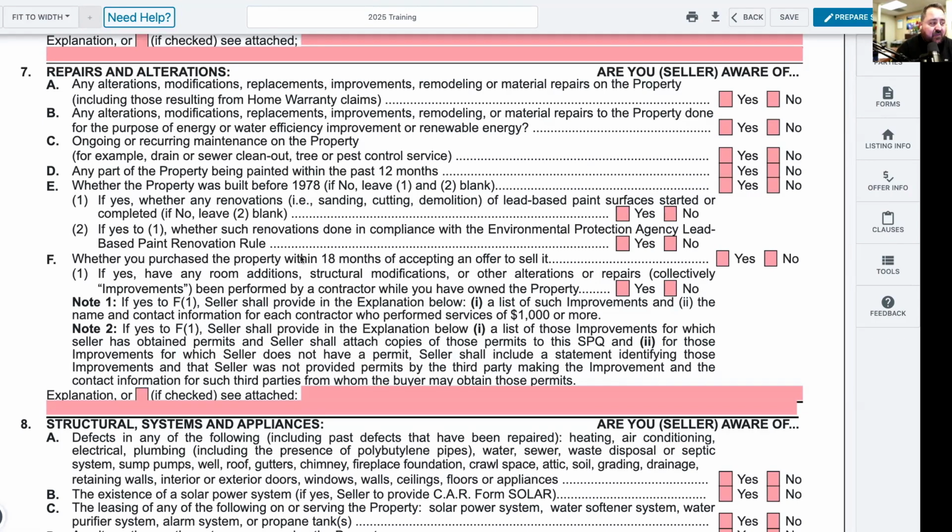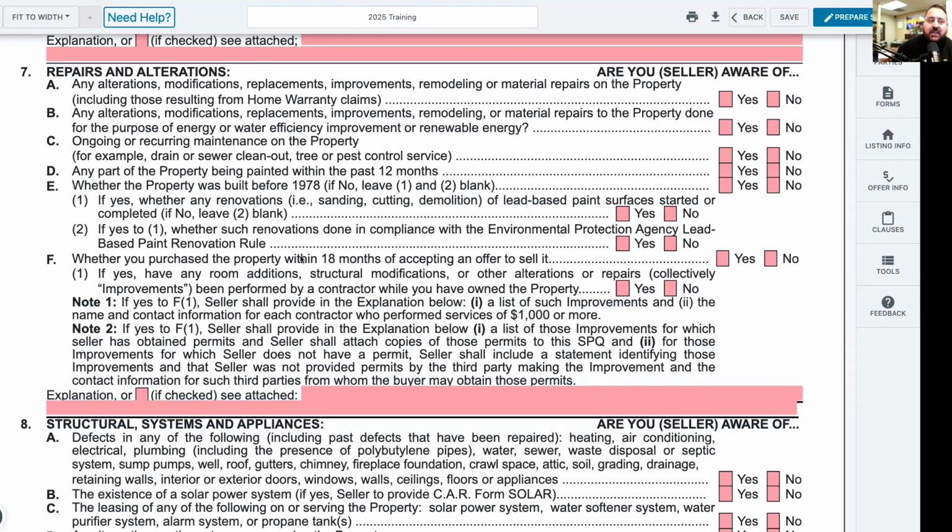Okay. If yes to F1, seller shall provide the explanation below a list of those improvements which seller has obtained permits, and seller shall attach copies of those permits to this SPQ. And for those improvements which seller does not have a permit, seller shall include a statement identifying those improvements and that seller was not provided permits by the third party making the improvement, and the contact information for such third parties from whom the buyer may obtain those permits.